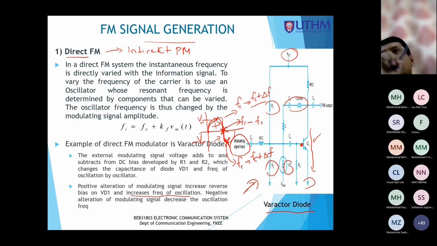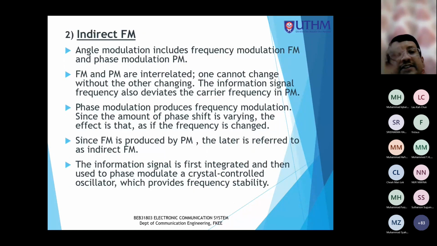The varactor diode will also be one of the questions in the final exam, where you need to know that this is one of the types of modulator for the direct FM. And we have the second type of modulator circuit, which is what we call the indirect FM.